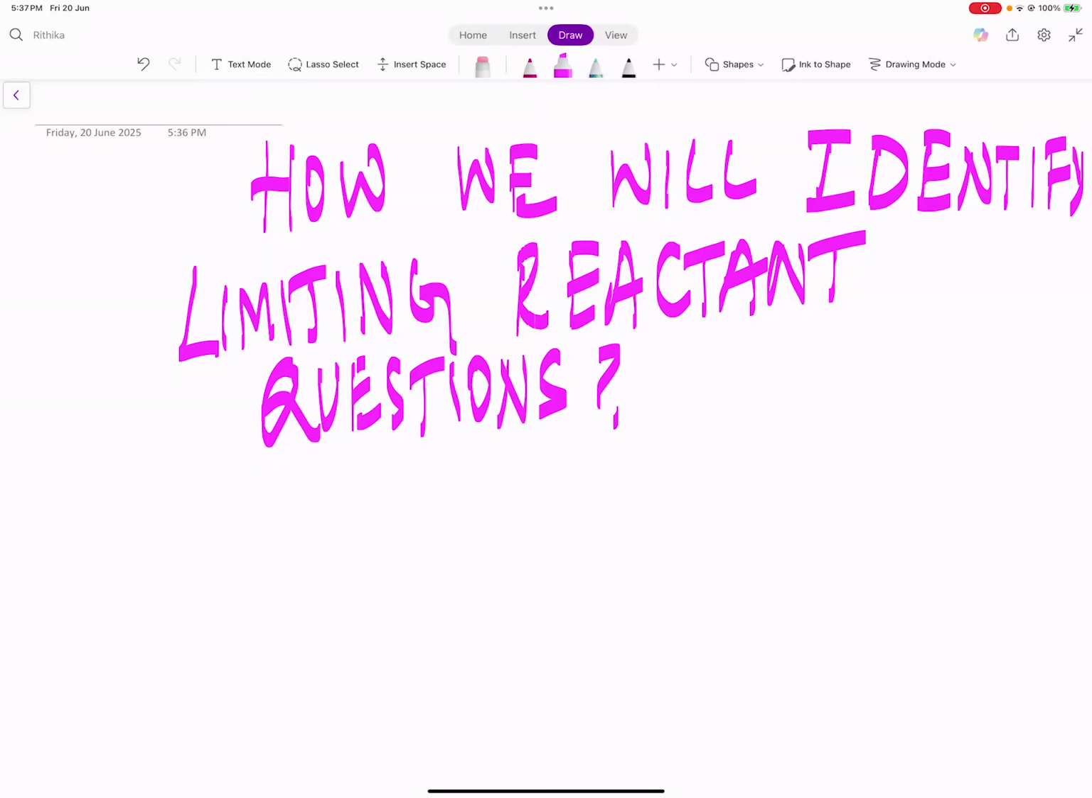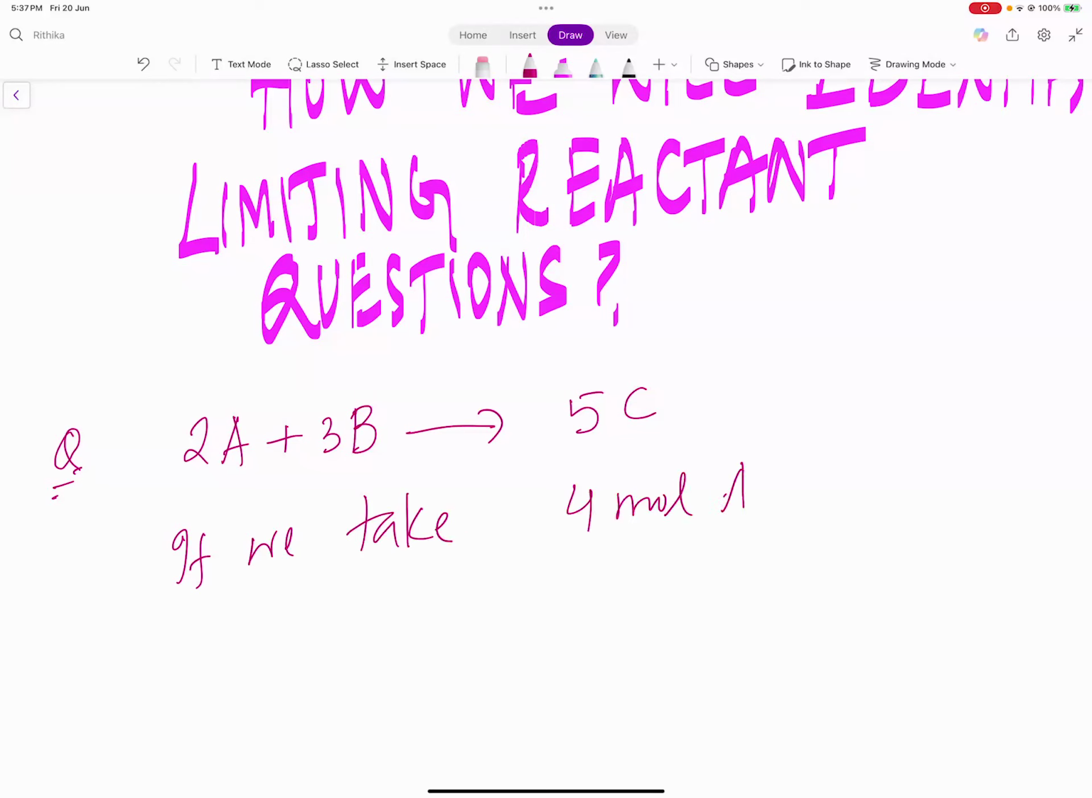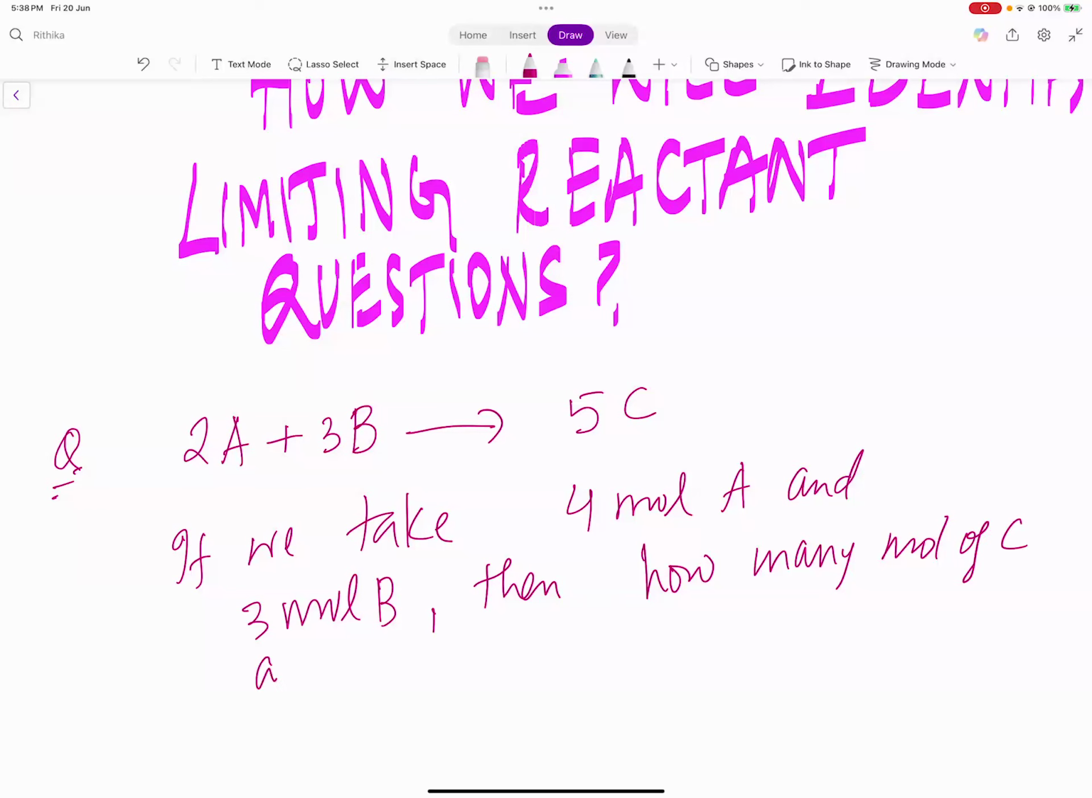first, the greatest hint is this. Let us say I am given the equation 2A plus 3B gives 5C. Now suppose this is the question: if we take 4 mole A and 4 mole B, or let's say 3 mole B, then how many moles of C are formed? You got the question?